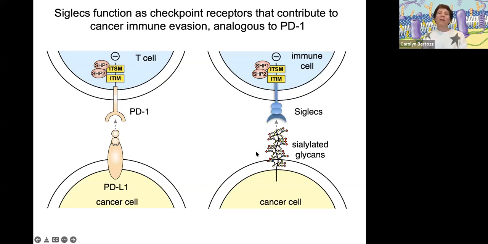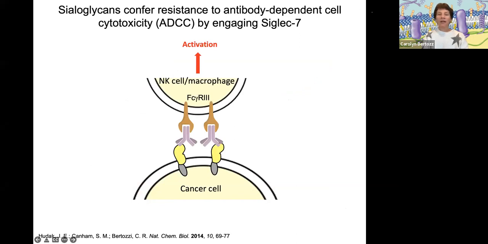So we started working on this problem, and where we started, and this takes me back now to around the year 2011 or 2012, was by looking at the role that Siglec engagement and signaling might play in modulating the activity of NK cells and macrophages.